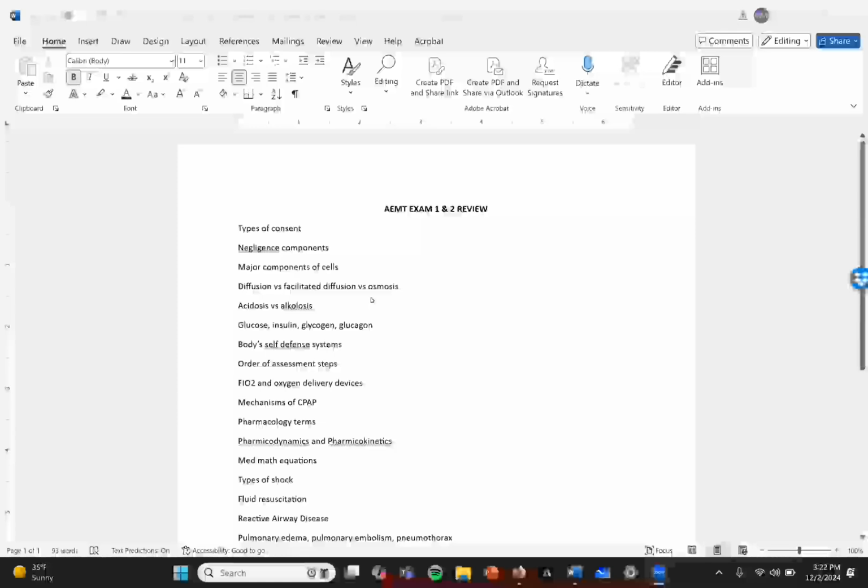So these are some of the things to just focus on. This is not meant to be an extensive list. You are responsible for everything that's within these chapters, but this is just to help guide you a little bit in terms of what to look for.